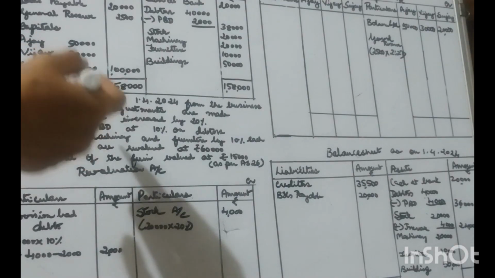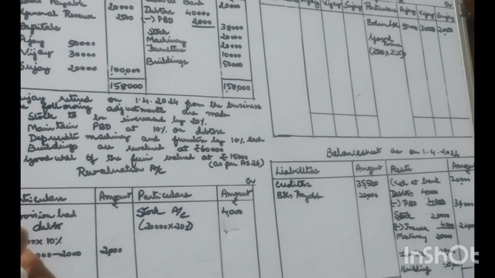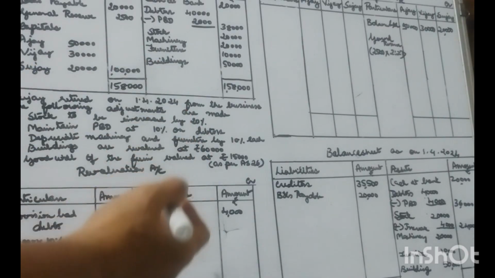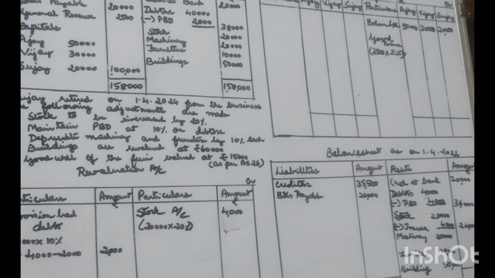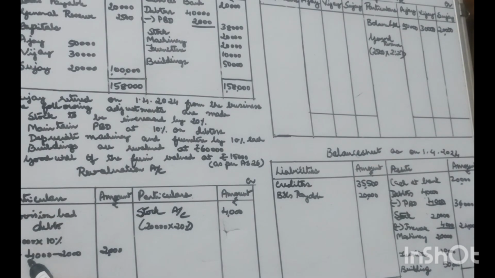So provision: an increase in provision has to be debited, a decrease in provision has to be credited. The provision has to be provided on the value of debtors, that is 40,000. So 10% provision means 4,000. This is the present provision. But in the revaluation account, we show the difference. Earlier it was 2,000. Now it has increased to 4,000. So there is an increase of 2,000. And in the balance sheet, we show the present provision that is being provided. So these are the two entries that have to be made.